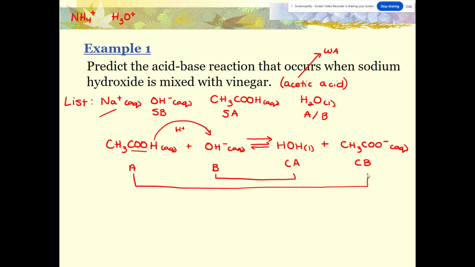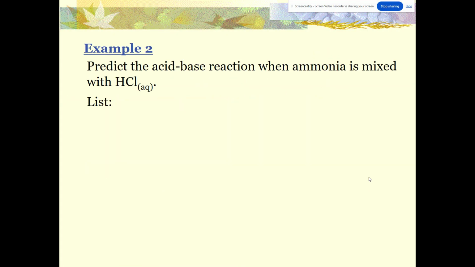Okay. In the next example, we're going to use a strong acid. We have hydrochloric acid. Hydrochloric acid is one of your top 6 strong acids. So when I list what I have present, I ionize it into not just hydrogen, but hydronium, because the hydrogen ion will bond with the water to make hydronium, and the chloride ion. Ammonia is a molecular compound, so it stays whole, and I have water.